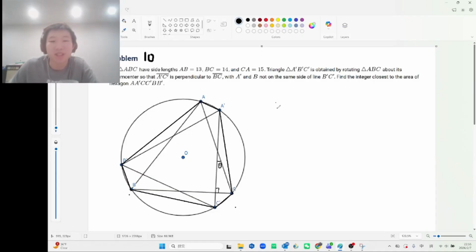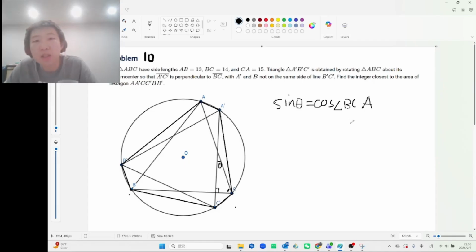We really need to know this angle. So let's see what sine theta is. You can find that sine theta is cosine of angle BCA, because they are in the right triangle. It's easy to compute cosine of angle BCA because I know the three sides of triangle ABC.